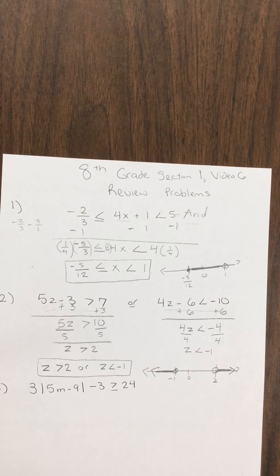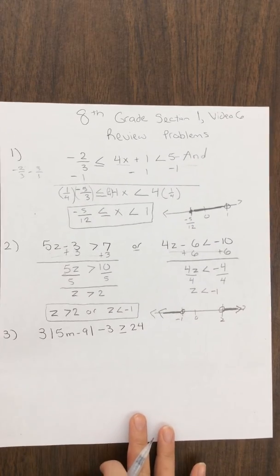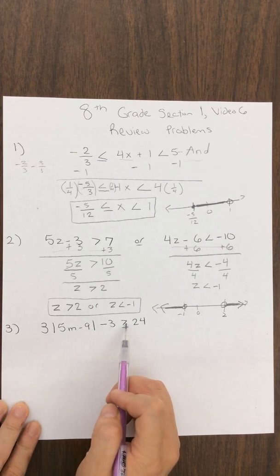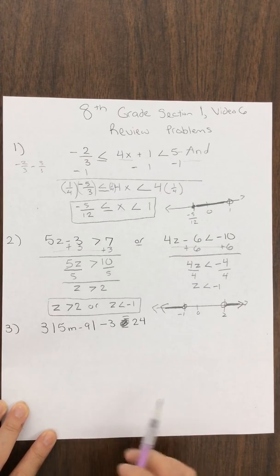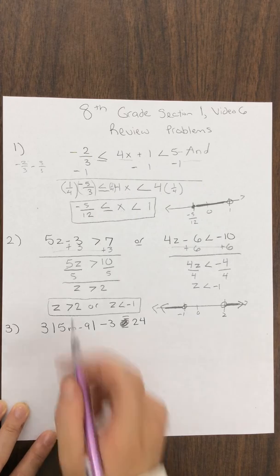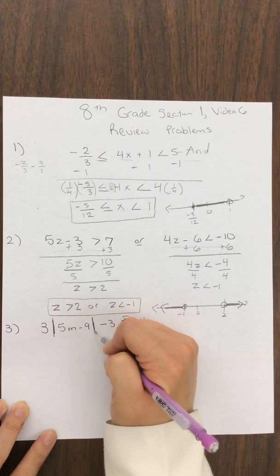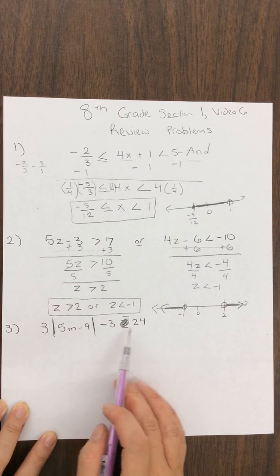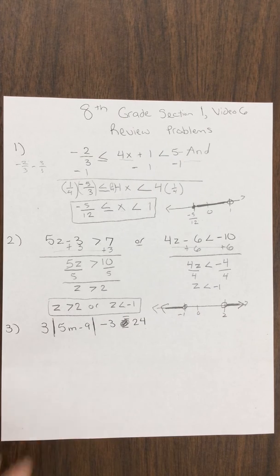Okay? Let's go ahead now and work on the absolute value one. All right, so I've already found a mistake on this. I'm sorry, I'll try to get more accurate notes, but this should be an equal sign. So change this to an equal sign. It should be 3 times the absolute value of 5m minus 9, minus 3, is equal to 24. Again, please change it. That is a typo.